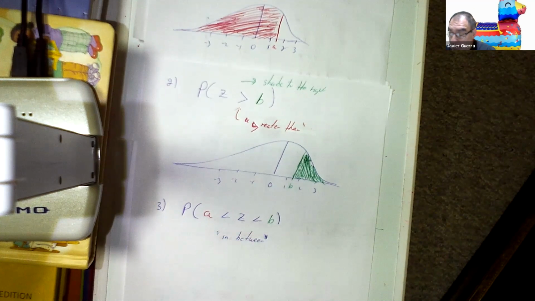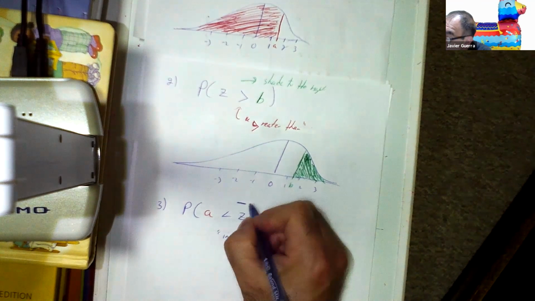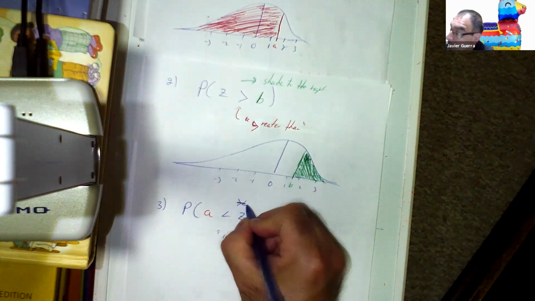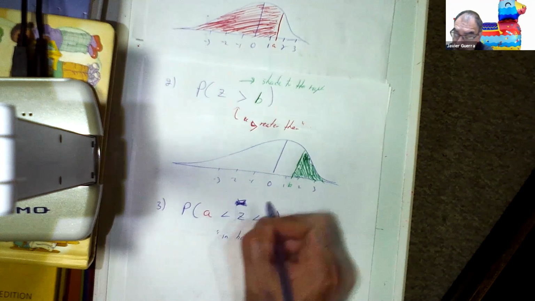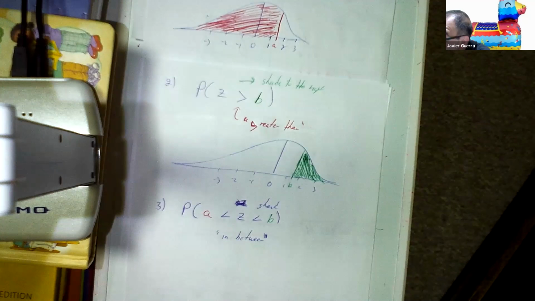This one you shade in the middle. How do I do it? You have two arrows pointing at each other? I can't draw it. Shade, not shend. Shade in the middle.